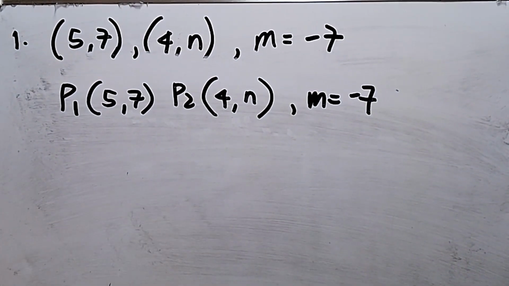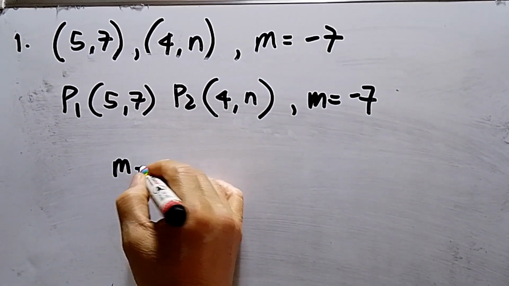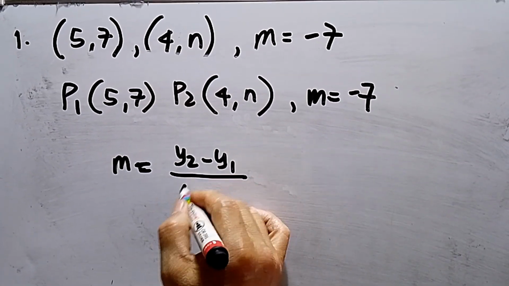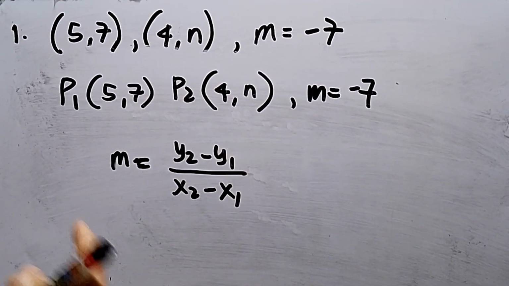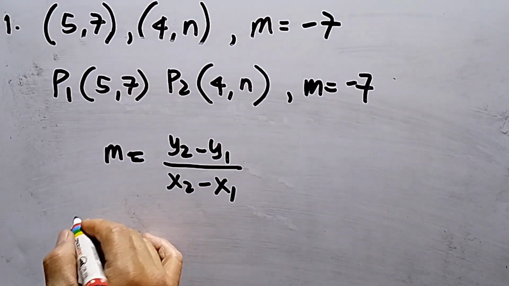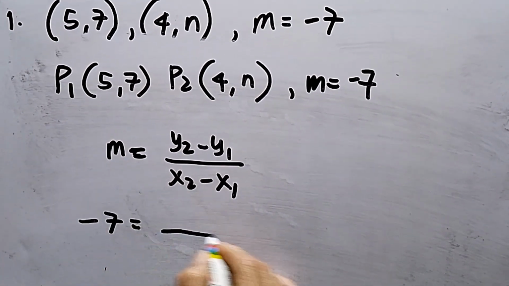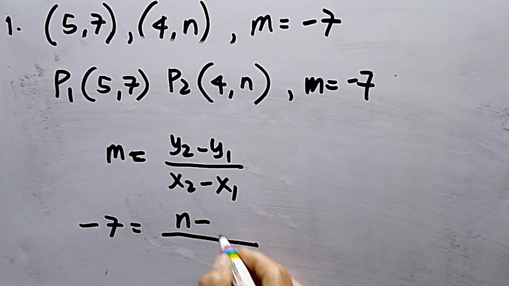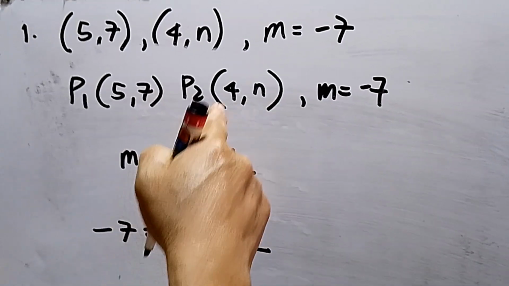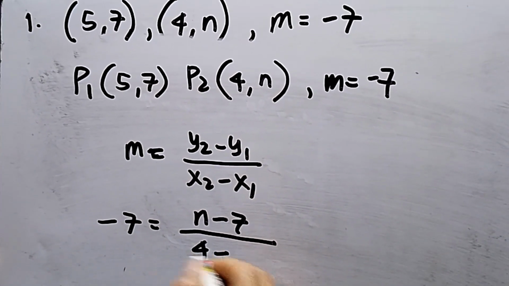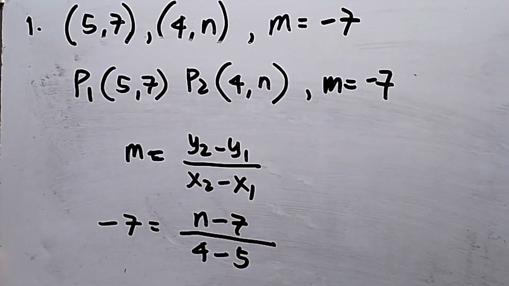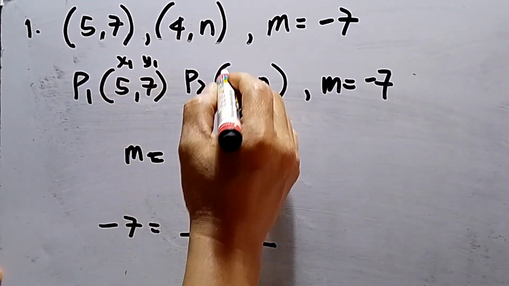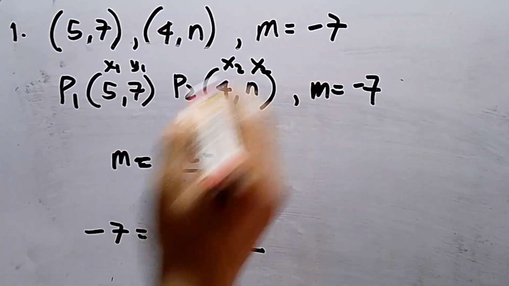we will use this kind of formula. M is equal to y2 minus y1 over x2 minus x1. Slope formula. So m is given, -7 is equal to y2 is unknown, which is n, y1 is 7, and then x2 is 4 minus 5. Okay, because this is point 1, right? X1 and then y1. This one is x2, then y2.